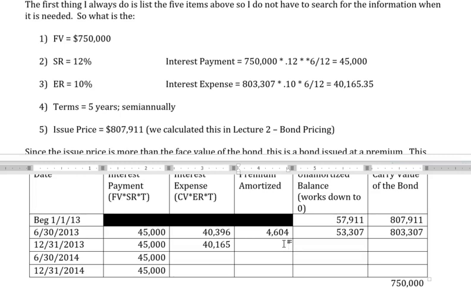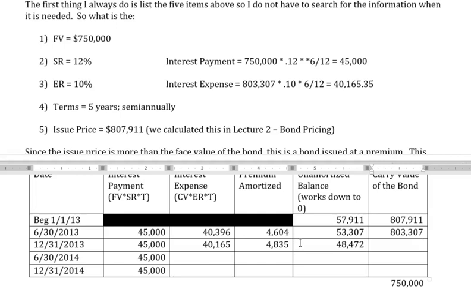So we're going to take 45,000 minus the 40,165. We get 4,835. That brings our amortization. Again, this is working its way to zero, so take the 53,307 minus the 4,835, and that's going to give you 48,472. And that's going to give us a new carry value. So we're going to take the 803,307 minus the 4,835.